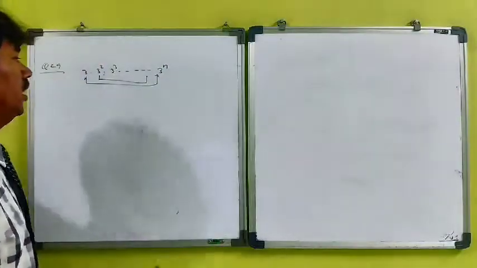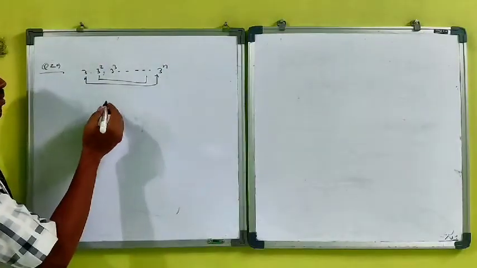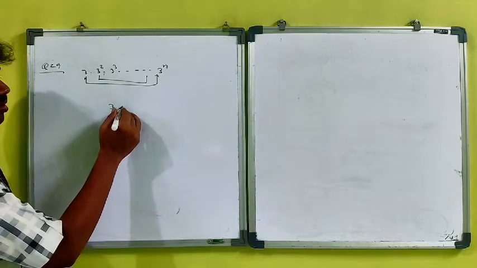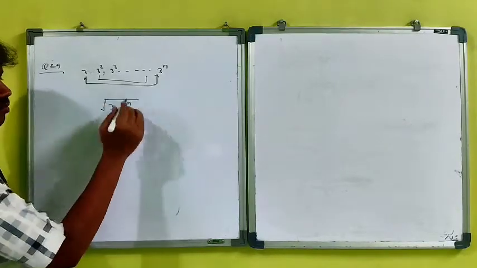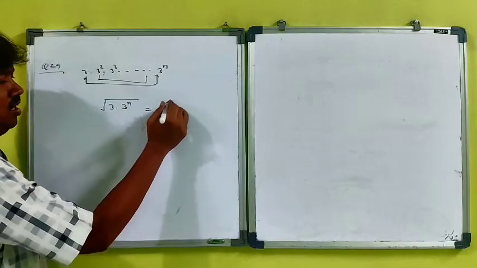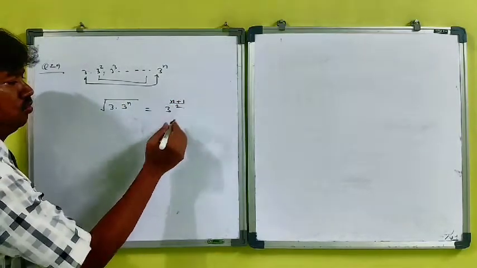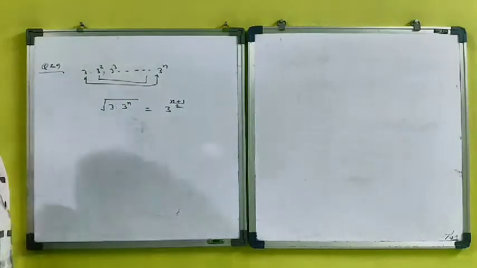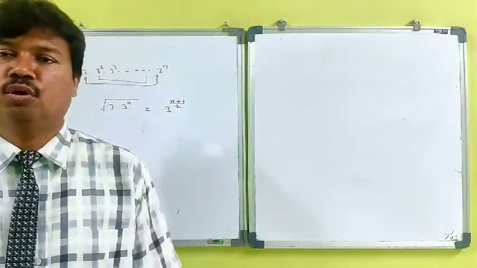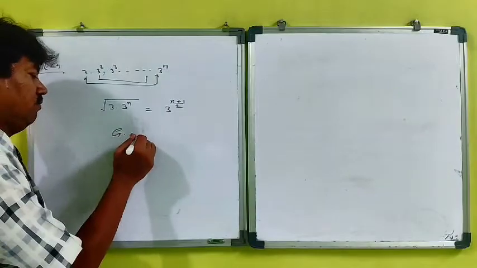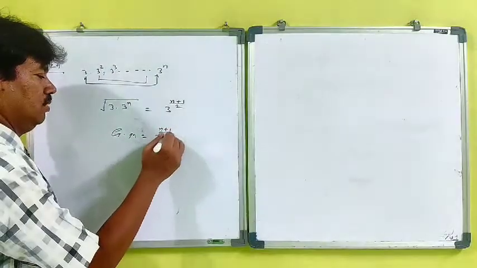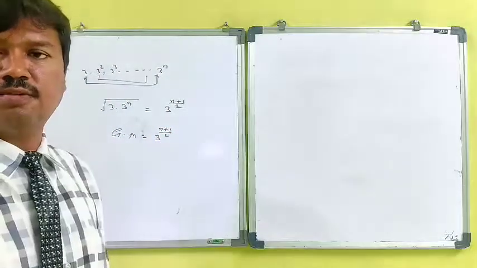So here, the answer will be what? 3 into 3 raised to n in the square root. So that is nothing but 3 raised to n plus 1 upon 2. So the answer is 3 raised to n plus 1 upon 2. So the geometric mean Gn will be 3 raised to n plus 1 upon 2. That's it.